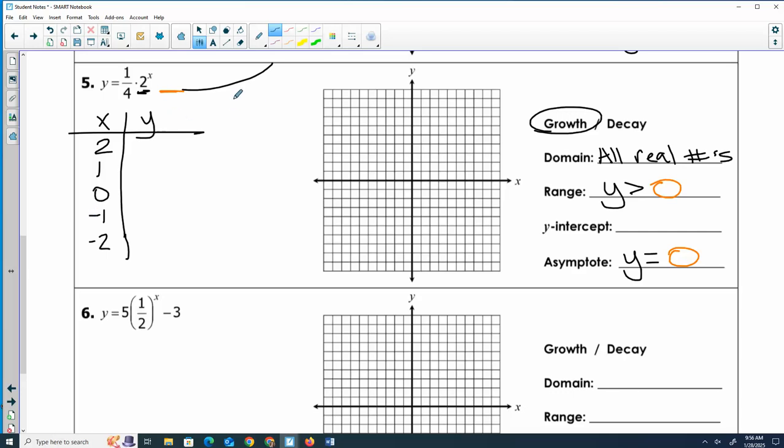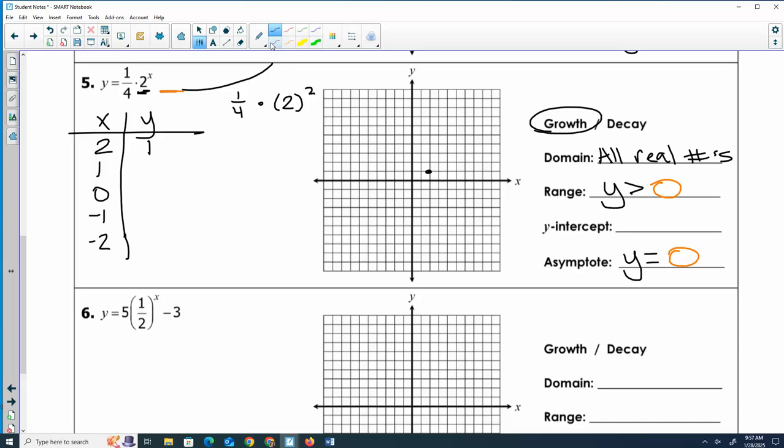So if I put in a 2, I'm typing this in my calculator. 1/4 times 2 to the second power. What do you guys get out? So 2, 1 is a point on the graph. We go right 2, up 1. Is everybody getting these when you plug them in? You know how we're getting them.